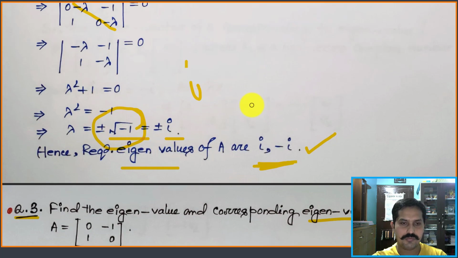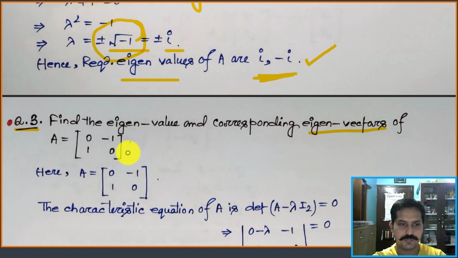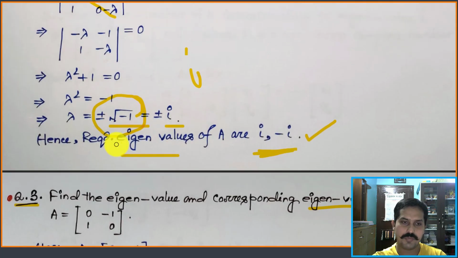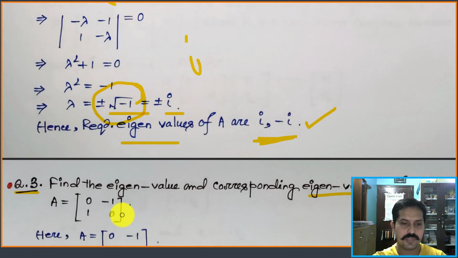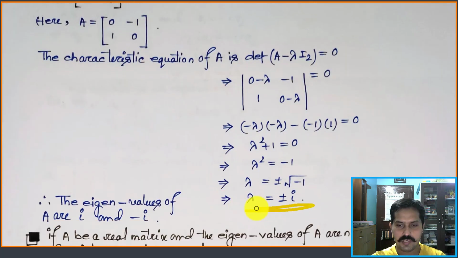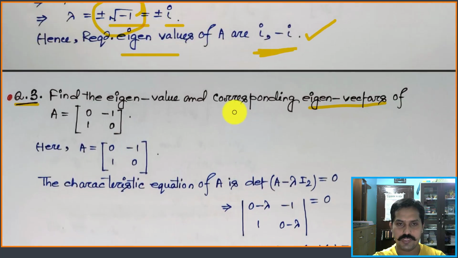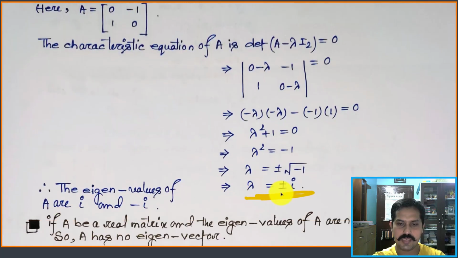In the previous two examples, I have shown how we can find eigenvalues. Now come to eigenvectors. Find the eigenvalue and the corresponding eigenvectors of capital A. Same example only, just the same example: 0, minus 1, 1, 0. So do the same process to find the values of lambda. Here lambda is again plus minus I. We did this here, so just do the same way and we'll get the values of lambda as plus I and minus I. So the eigenvalues of capital A are I and minus I, but these are not real.